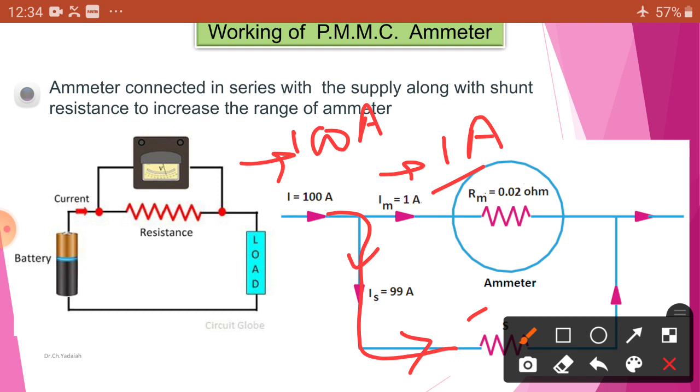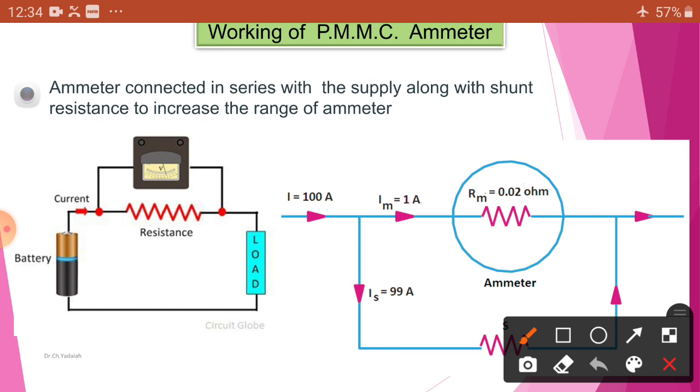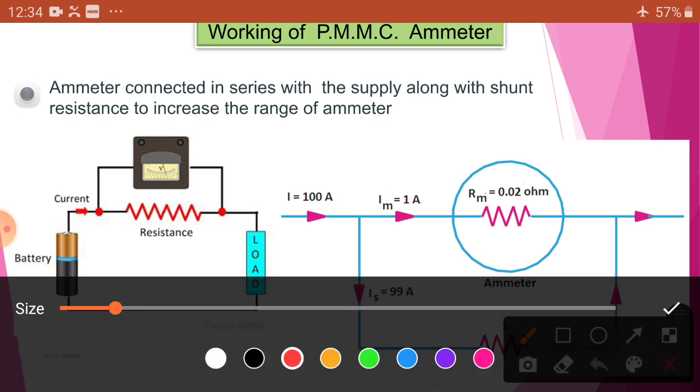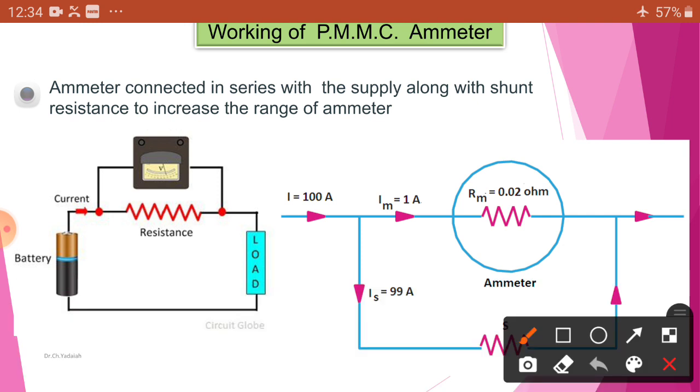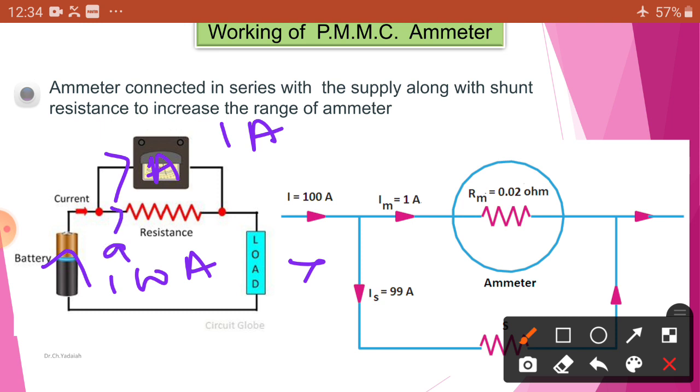First of all, let us see how we are going to solve this problem. Dear students, here we have one ammeter. What is its range? Our ammeter range is 1 ampere only. But I want to measure 100 amperes, because the load is drawing 100 amperes. So 1 ampere goes through the meter, and 100 minus 1, that is 99 amperes, flows through the shunt.